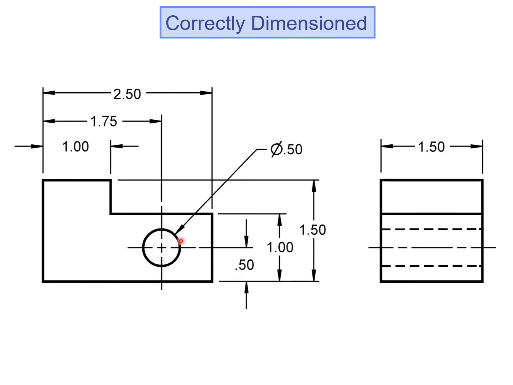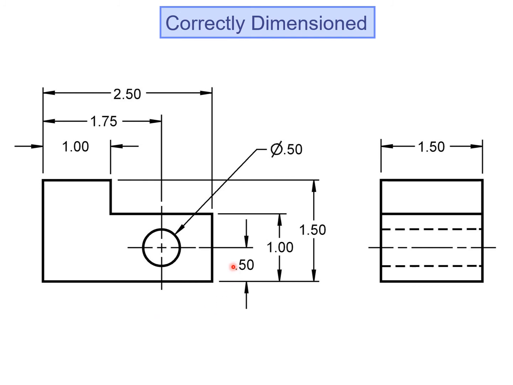So depending on what type of hardware, whether it's a dowel pin or a bolt, then you may increase this to three decimal places, maybe four decimal places. If you don't know what type of hardware is going inside the hole, then you leave it as two decimal places. So again, we want everything in two decimal places.